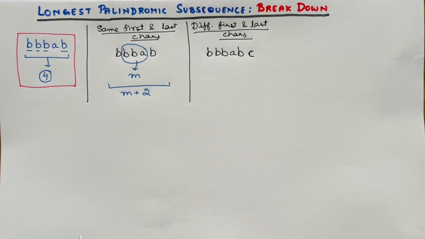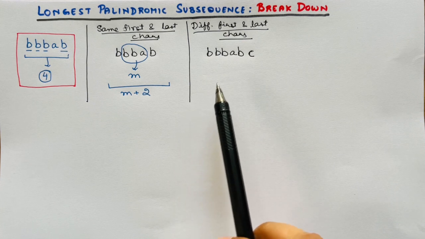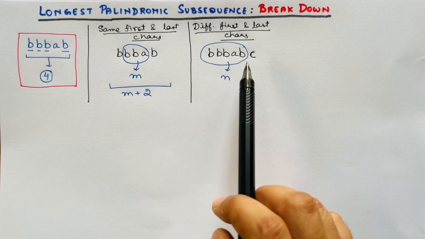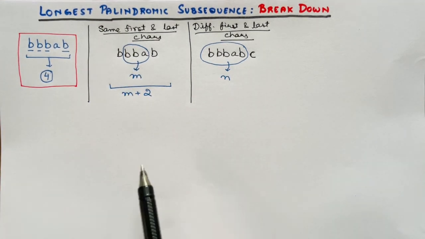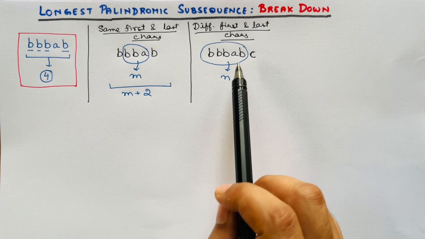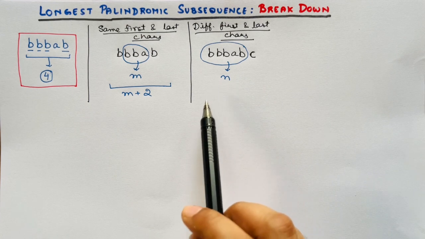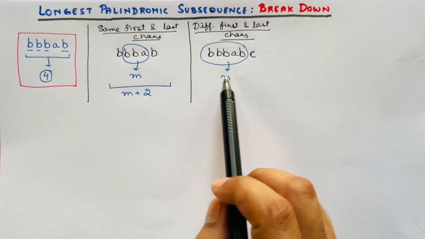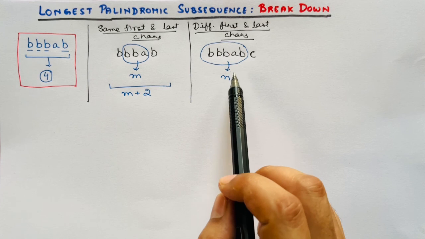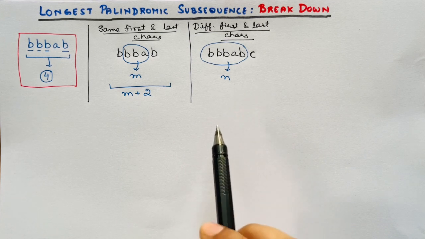But this was the case where first and last characters were same. But in our input, we can get a string whose first and last characters are not same. Example, this string. How will we break the problem then? Obviously, this B, first B and last C cannot be part of the longest palindromic subsequence. So let us say somebody gave us the answer to this problem, this part. Somebody said that the longest palindromic subsequence in this part, length of it is n. Can we use this answer to derive the answer for the whole string? Yes, if the length of the longest palindromic subsequence for this part is n, then C cannot be added to that longest palindromic subsequence. So the answer for overall will also become n.